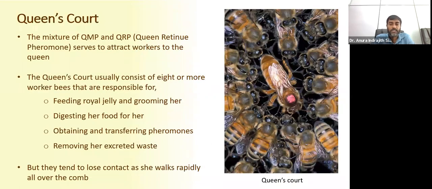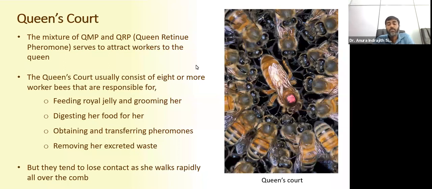And yes, you can see here now the queen is in the center, in the purple colored dot. This is the thorax. Now the queen court is always surrounding her. Why? Because she's emitting some pheromone to attract the queen court. They will always attend her, lick her, feed her and clean her, and everything will be done by the scout bees. And these scout bees normally feed royal jelly to her and digest her food for her, obtaining and transferring.